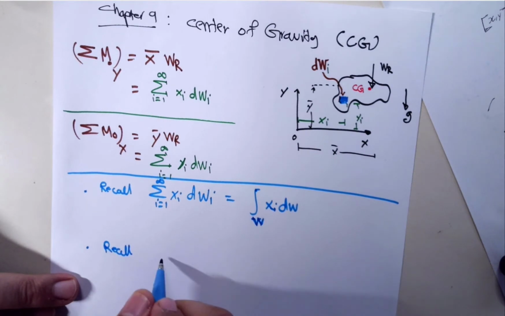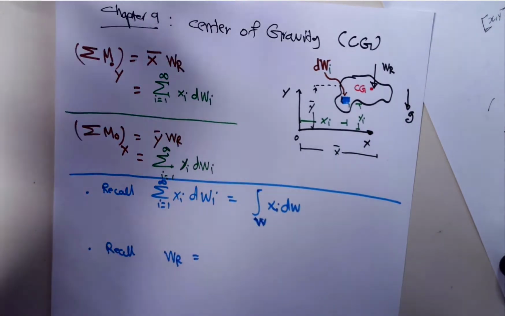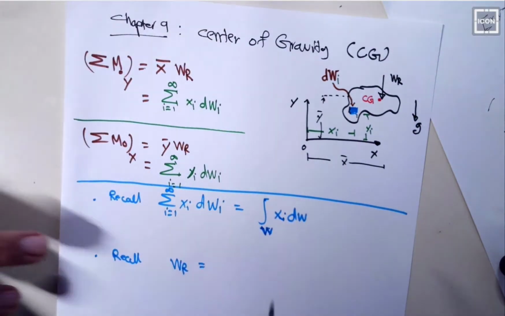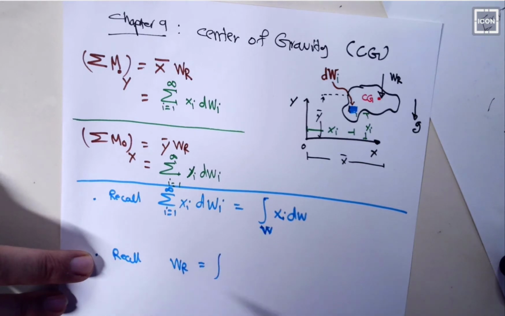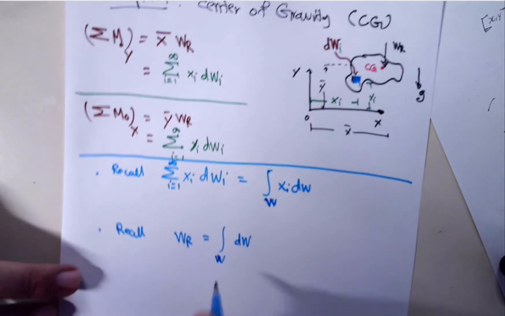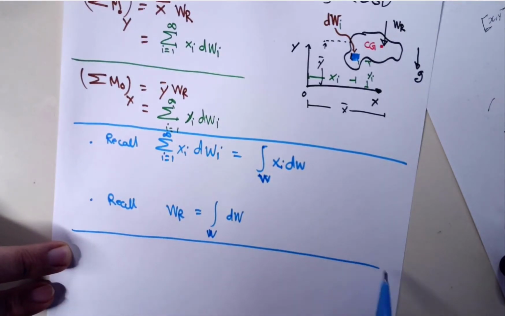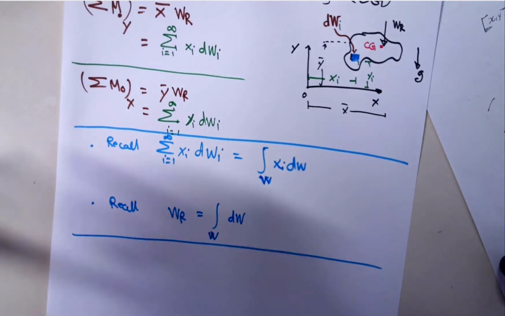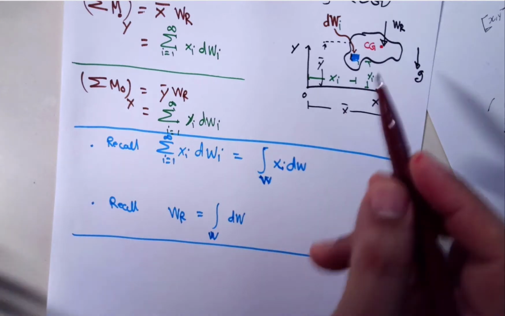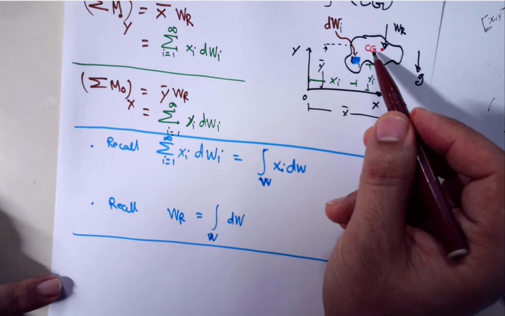that the total weight, the resultant weight, in fact, is equal to the integral of all the elements within, again, the boundary of that weight, right? Within the boundary of that weight. All right. Let's do the following. So with this formula, we have been able to identify the CG.